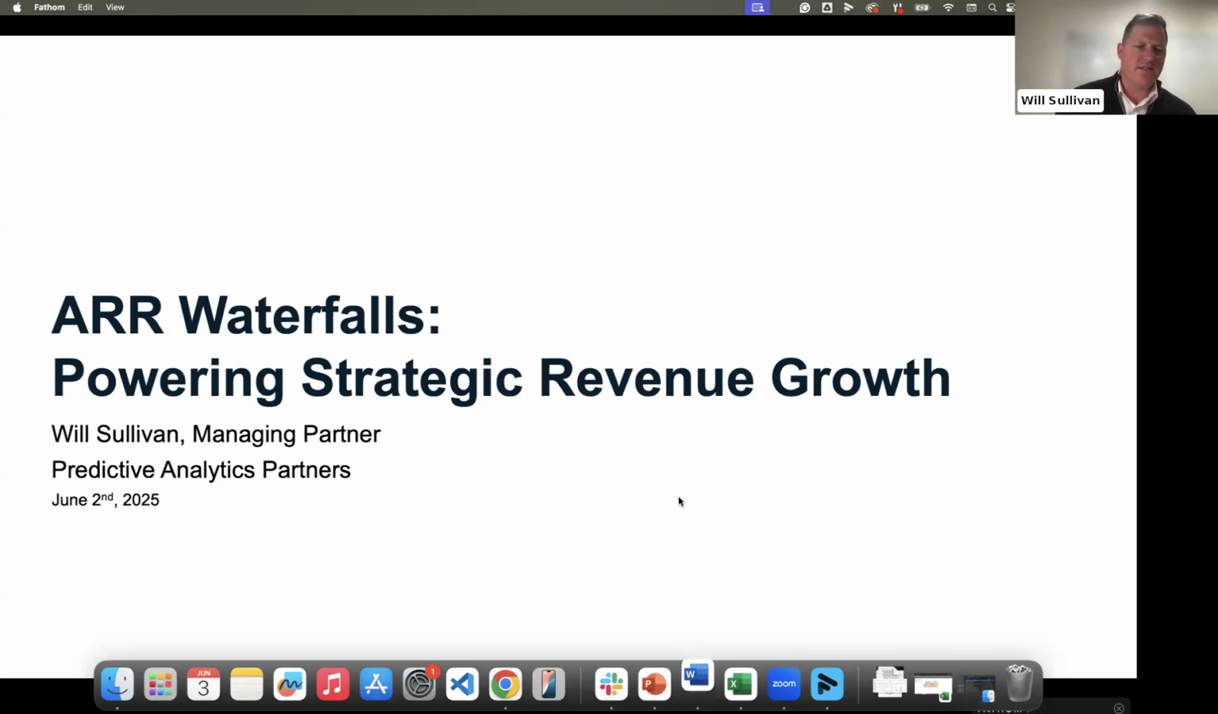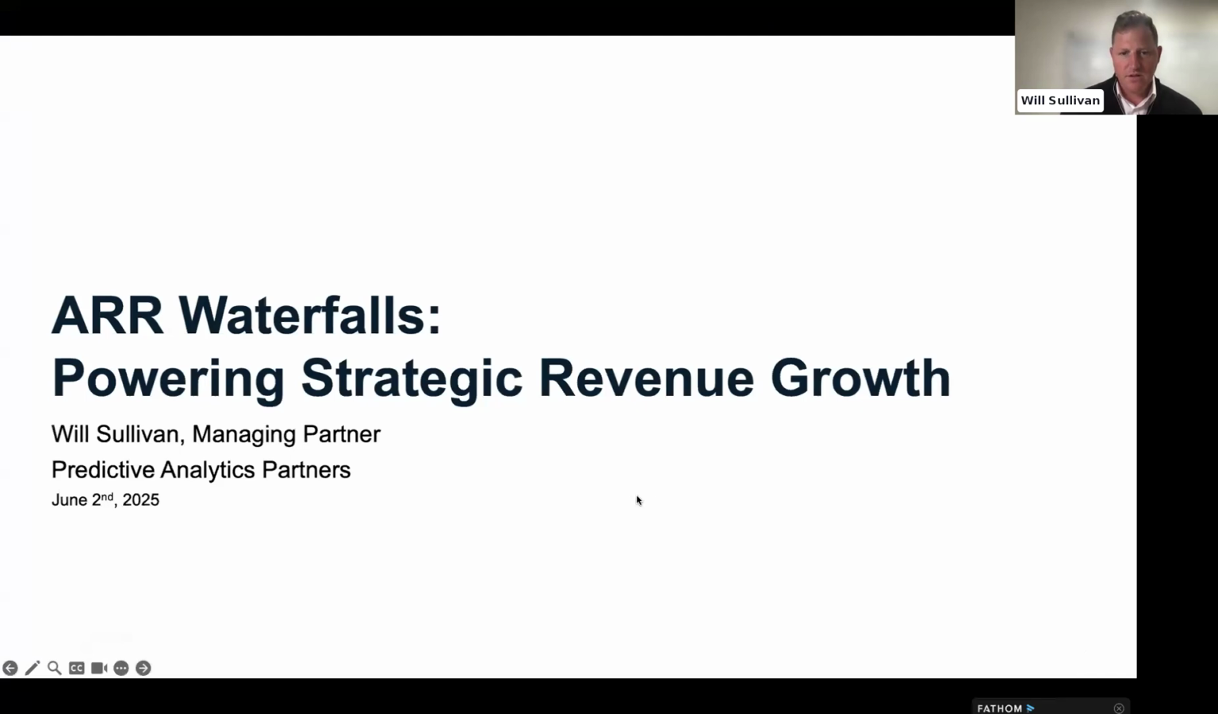I think about it as that secret weapon that allows us to power strategic revenue growth. And why it's important is because for a CRO or a RevOps team to really work cross-functionally with finance, you've got to speak their language and show how you can drive growth. So let's just get right into it.